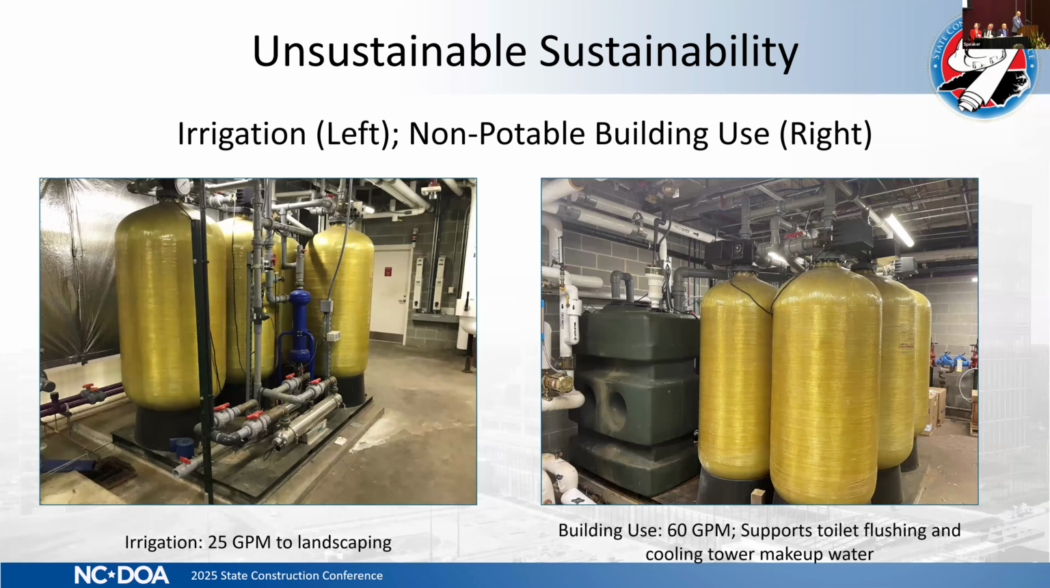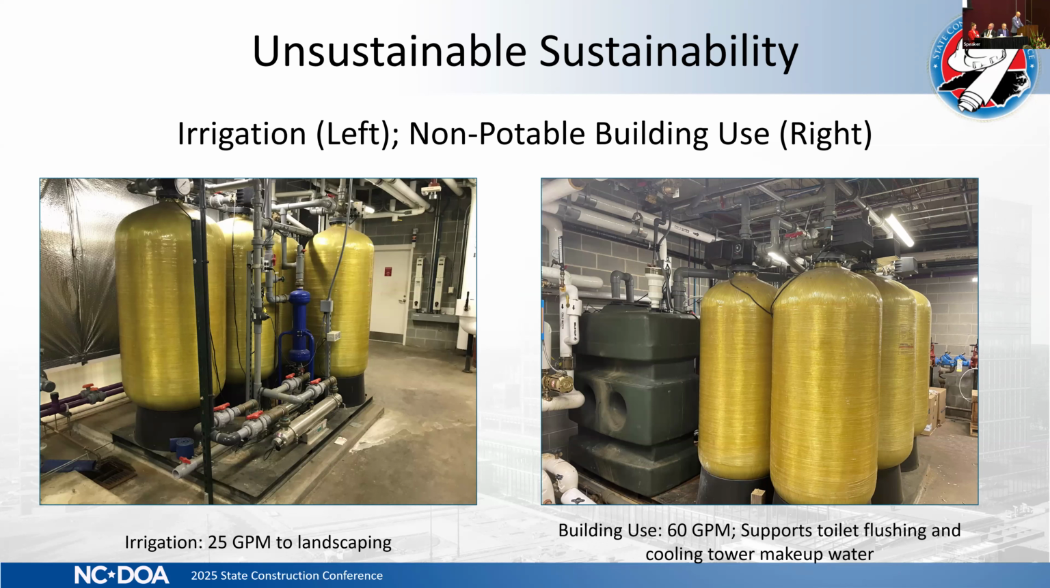So here you can see the two equipment skids that make up the rainwater harvesting system. On the left is the irrigation system, and on the right, the non-potable building use system, which supplies the water for the toilets and cooling towers. These two subsystems are almost identical. The main differences are their flow rates and this green 500-gallon buffer tank, which is used to store the treated water for the building use.